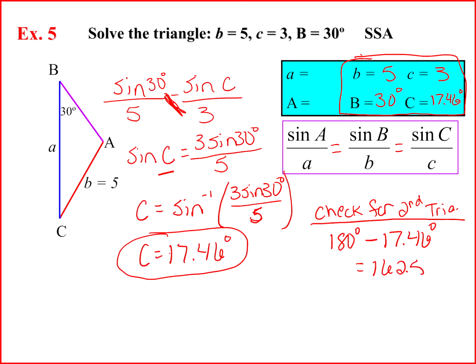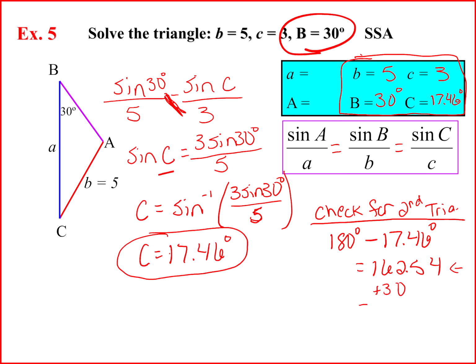So when I subtract them, I get 162.54. Remember, all 3 of our angles have to add to 180. This is why I did this. And now I know that another possibility could be 162.54, but can I do that? To figure it out, take the angle given to you. Well, it told me that one of them is 30.